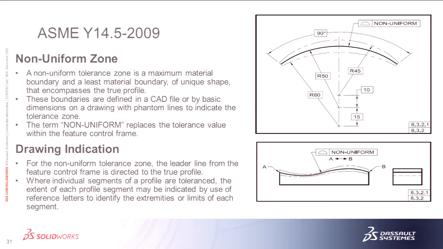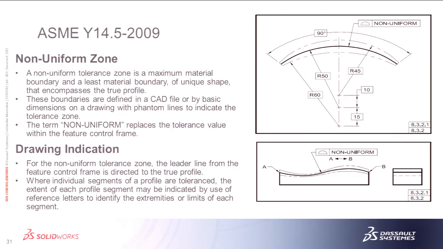The next is non-uniform zone. A non-uniform tolerance zone is a maximum material boundary and least material boundary of unique shape that encompasses the true profile. You have to list it out. You have to write non-uniform, replacing the tolerance with non-uniform, and then you have to actually provide basic dimensions to show your non-uniform zone there.